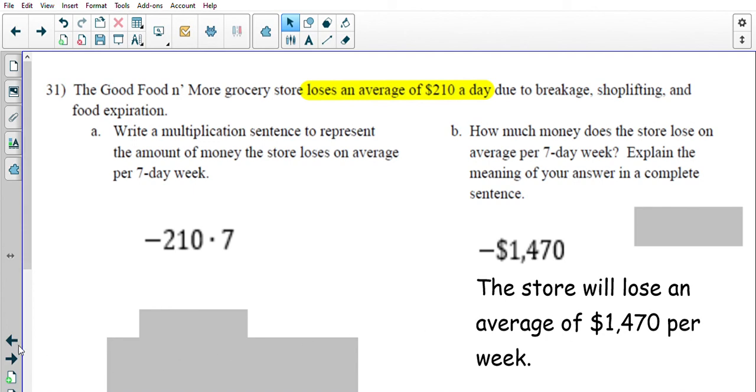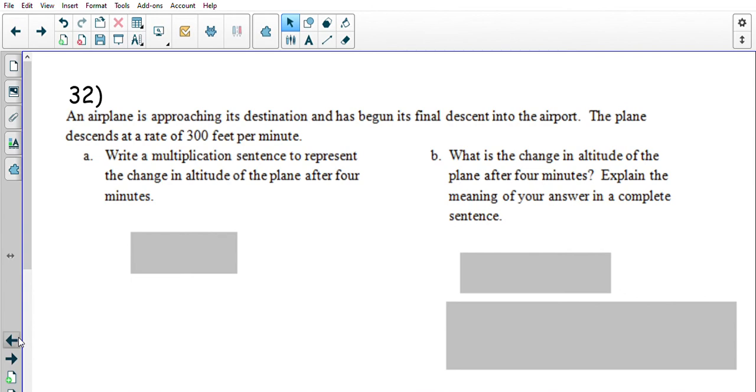All right, let's take a look at number 32. Again, I'm going through this pretty quickly, so if you feel the need to pause the video, please do so, you can write this down. Number 32, an airplane is approaching its destination and has begun its final descent into the airport. The plane descends at a rate of 300 feet per minute. I'm going to highlight that because that's important for us. That's its speed that it descends.